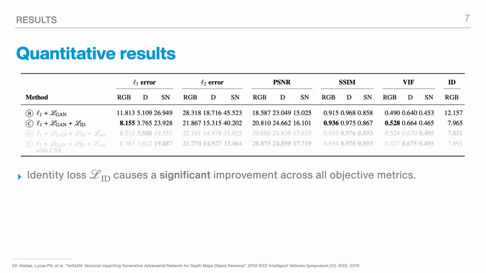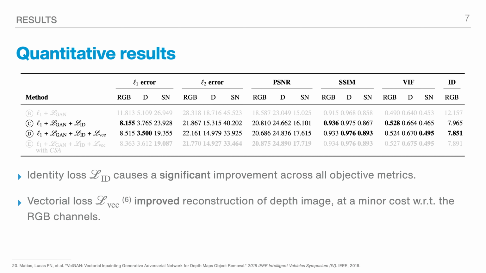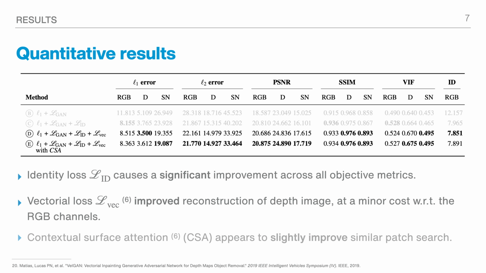Firstly, we can identify a clear and significant improvement as a consequence of the identity loss, as we see an improved result across all metrics. Also similar to our observation during our visual examination are the results of the vectorial loss. However, it seems like the improvement comes at a minor cost, which is a decreased quality of inpainted RGB channels. Lastly, comparing the results of method E, we observe that the addition of surface information to the contextual attention module improves the objective metric results. And this suggests that the addition of the surface normal information may have improved the similar patch search procedure of this model.